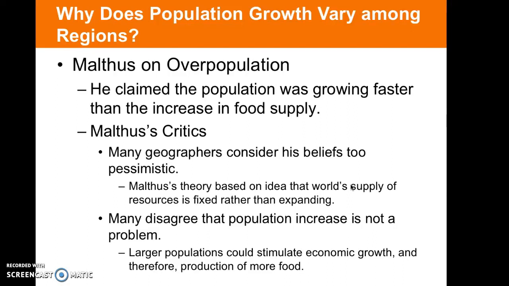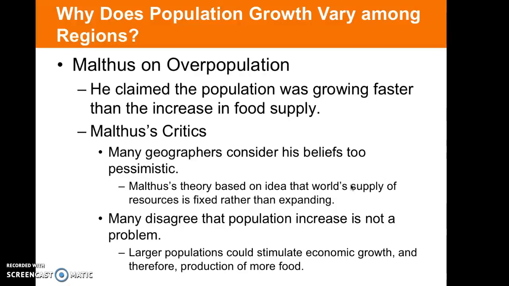Populations grow exponentially, and he said that food grows arithmetically. So remember we talked about how 3 plus 3 is way smaller? That's arithmetic growth. And 3 to the third power, that's exponential growth. So he said that food would be like 3 plus 3, that's its growth rate, and population was growing exponentially, so 3 to the third power. And so people were going to outstrip the food supply. Malthus' theory is based on the idea that the world's supply of resources is fixed rather than expanding.